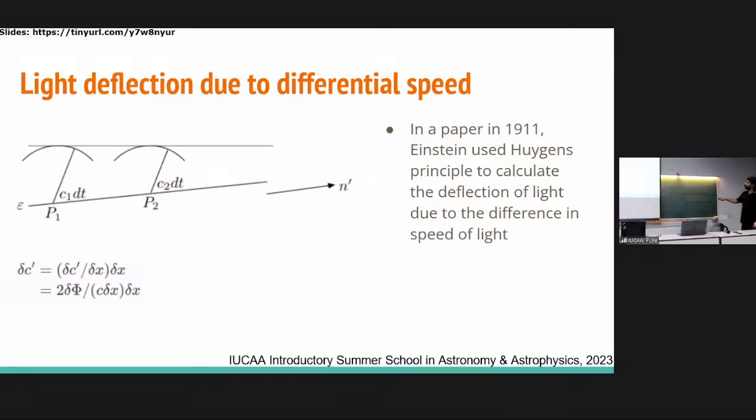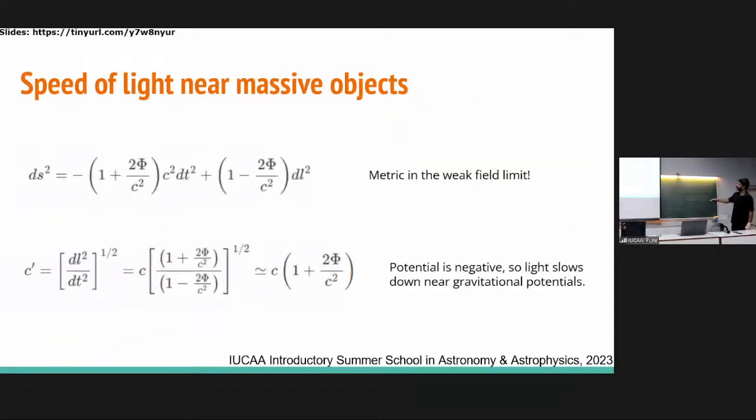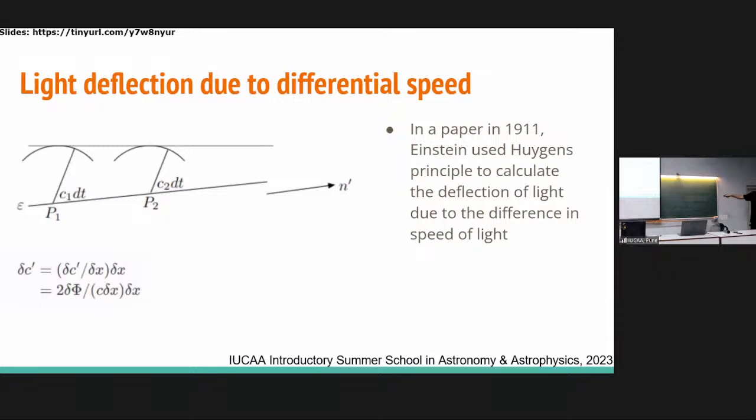So what is the difference in the speeds of light at this location compared to this location? You can just write it as del c prime by del x times del x. And this del c prime you can write in terms of the speed of light here. There will be a derivative with respect to the potential which will enter, and so you see that there is a factor 2 phi by c, del by del x, times del x. So this is delta c prime.